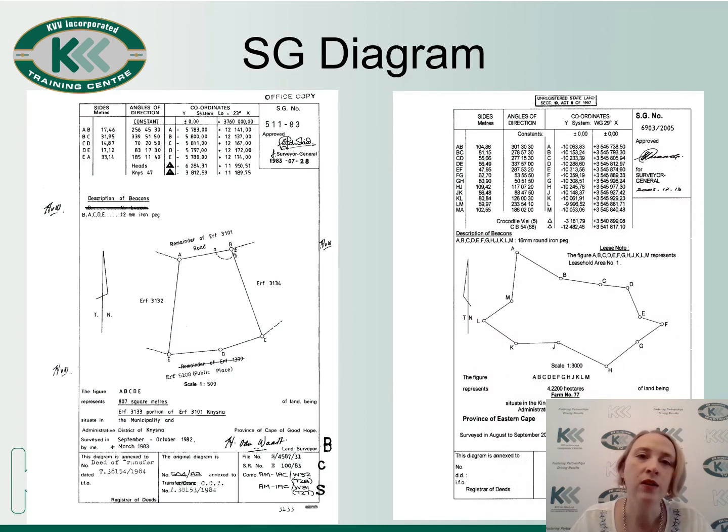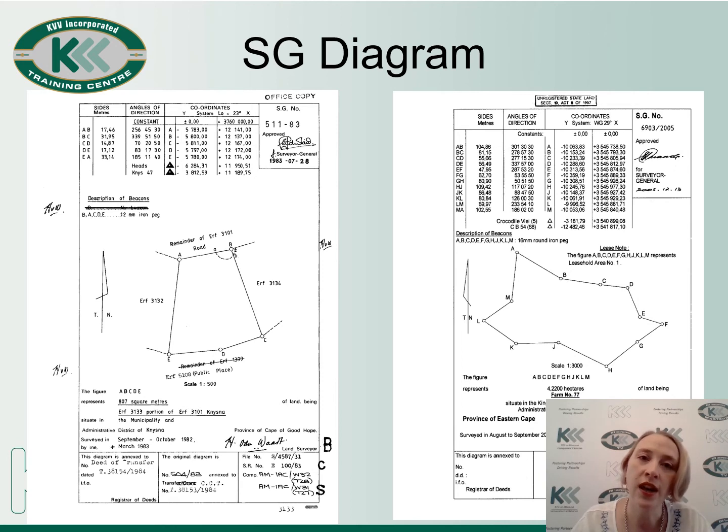Before any stand or erf is first registered in South Africa in the Deeds Office, it is first surveyed by a land surveyor. Therefore, an SG diagram will be available for each and every stand in South Africa at the Surveyor General's office. This derives from when the property was first registered in terms of a general plan, or if the property was later consolidated or subdivided in terms of the diagram that was lodged with the subdivision or the consolidation application.